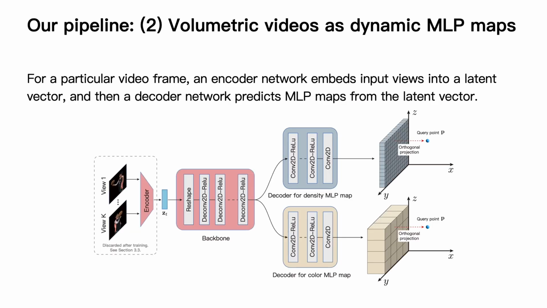Based on the MLP map, we are able to use a 2D CNN to represent the volumetric video. The network architecture is implemented as an encoder-decoder, where the encoder regresses latent codes from camera views, and the decoder produces MLP maps based on latent codes.